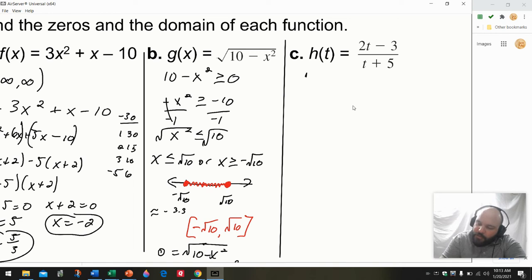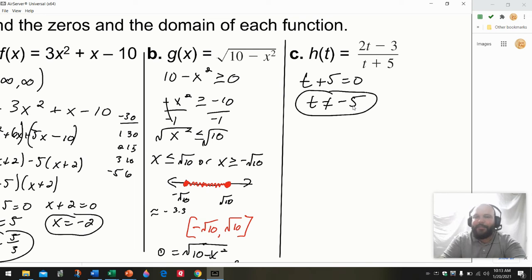So to find the domain, you're simply going to take t plus 5, set it equal to 0, and solve for t. Now, what we get is t is -5. What that means is t cannot be -5, because if you put -5 in right there, you'll get a 0 on the bottom. So you can put any number you want in that function except -5. So the domain, we need to say that.